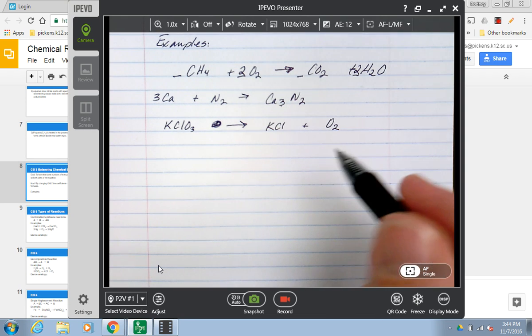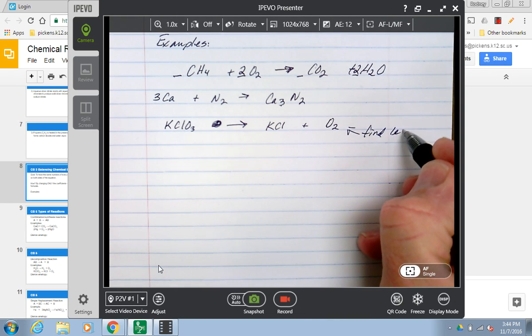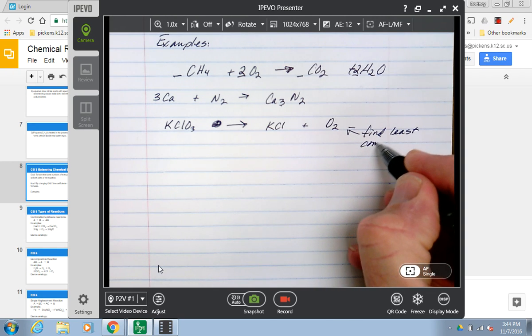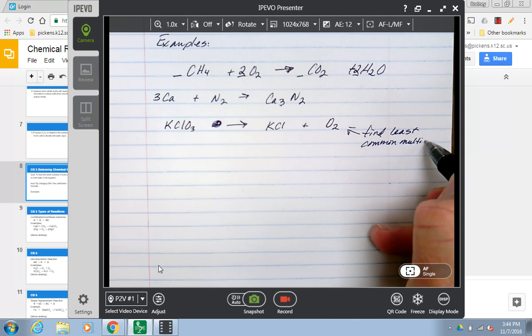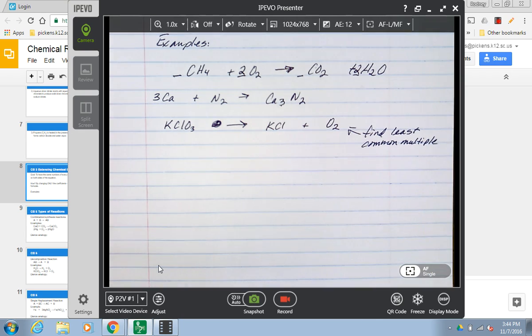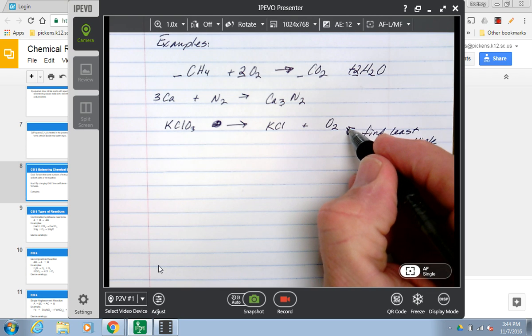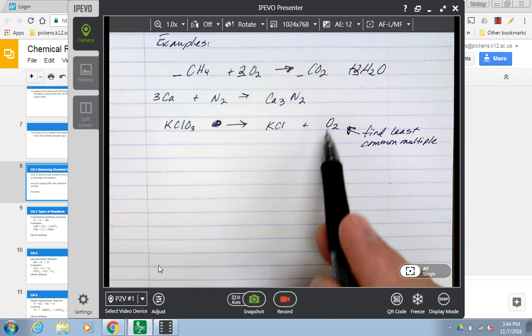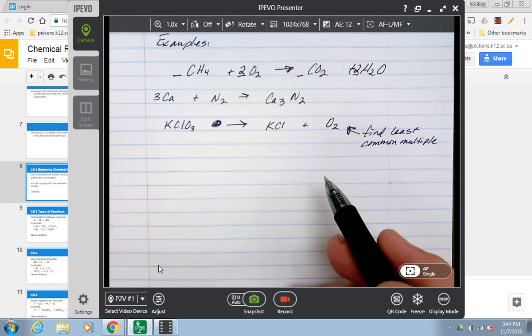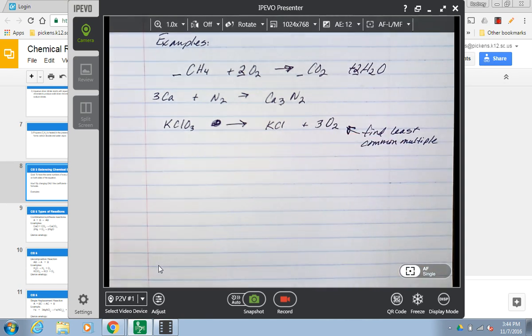So what I need to do is find, you might want to write a little note about this, the least common multiple, all right? Just like we do a lot of times in math, especially when you're dealing with fractions and all those fun things like that. Well, what is the least common multiple between 2 and 3? Well, obviously, it's 6, right? So what do we multiply 2 by to get 6? 3. So we put a coefficient of a 3 there.